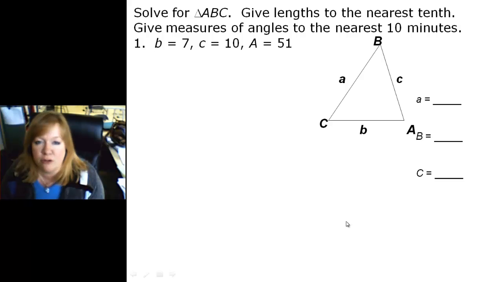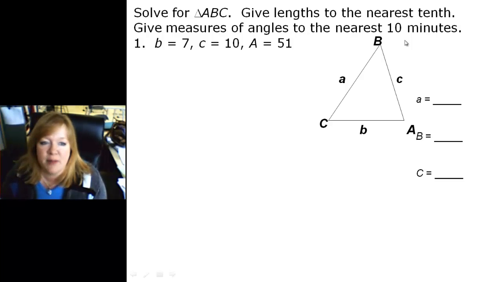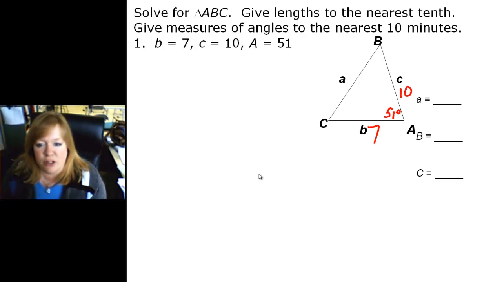Let's see. Don't you want to know how it works? Oh yeah. So solve for this triangle. Give the lengths to the nearest tenth. Give the measure of the angles to the nearest 10 minutes. So we've got little b, little c, and angle A. That's side angle side. I like to put the measurements in here. It just is easier. And we're going to use the law of cosines to at least find one side.